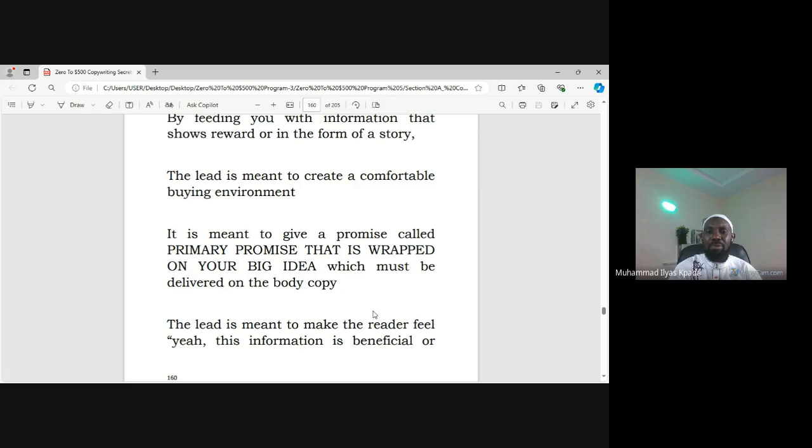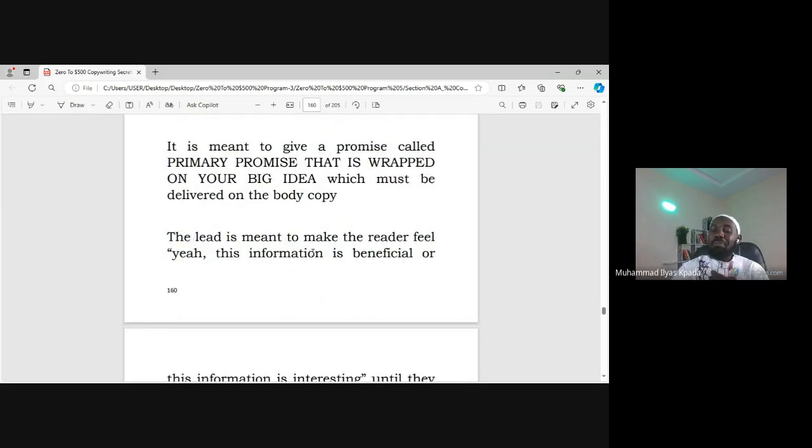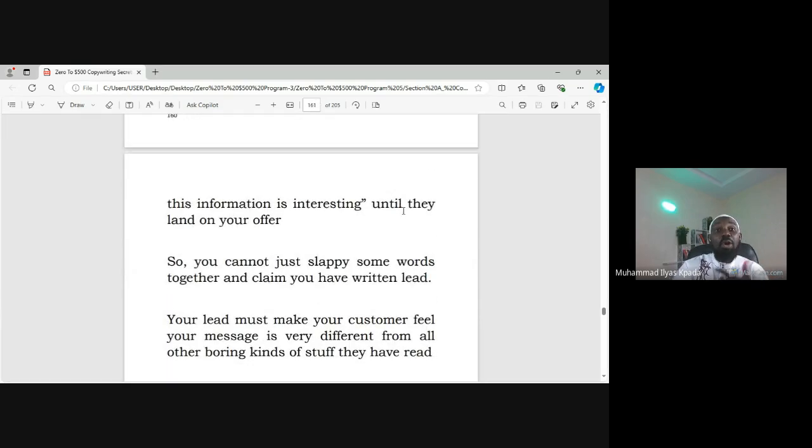What is a primary promise of transformation? A primary promise of transformation is the biggest solution that the particular person reading that copy is looking for. The biggest pain that the person is undergoing, you are promising that person the result from the lead, and that's going to be the hook that will keep him down to continue reading, right? So the lead is meant to make the reader feel, yes, this information is beneficial or interesting, until they land on your offer. In your offer, that is where it is going to make sense.